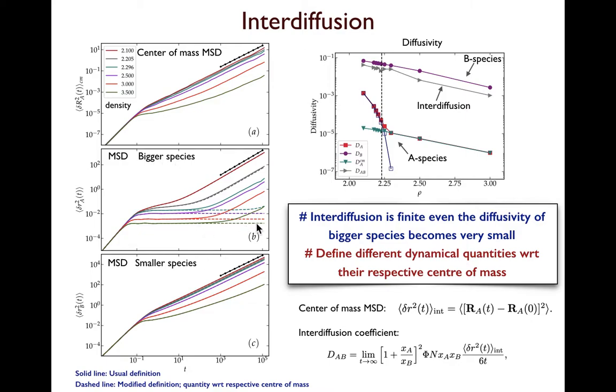So these dotted lines are the measurements with respect to their respective center of mass, while the solid lines are conventional measurements. And we see here at high densities, these conventional measurements show finite diffusion, while these dotted lines show that these particles are almost stuck.